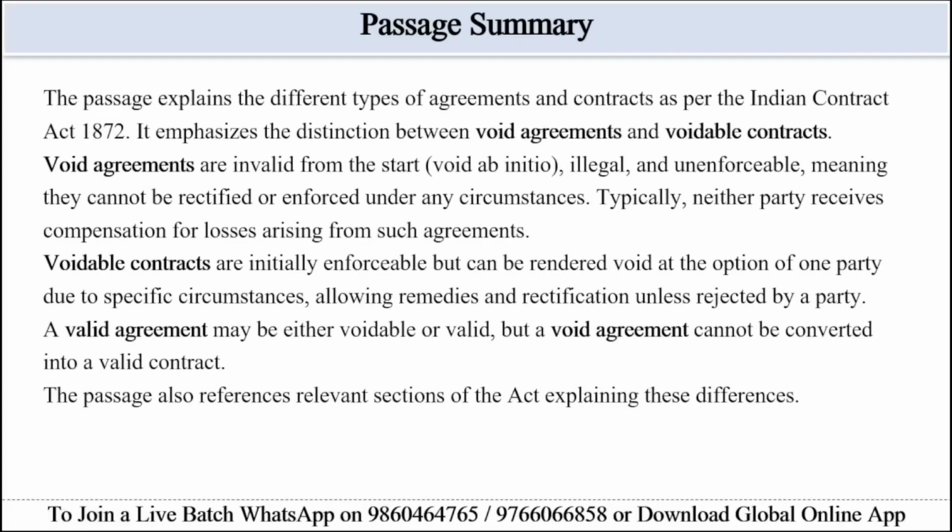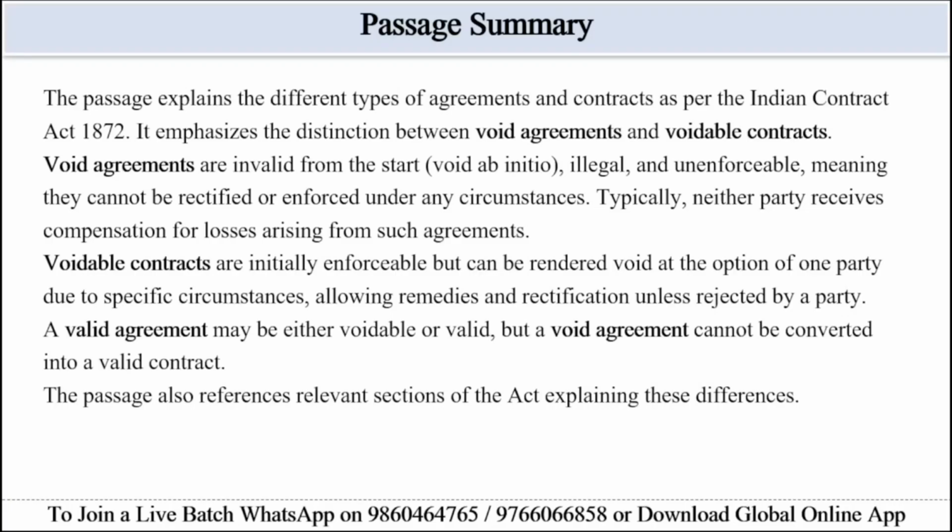So let's see the short passage summary. The passage explains the different types of agreement and contract as per the Indian Contract Act of 1872. It emphasizes the distinction between void agreement and voidable contract. Void agreements are invalid from the start, which is void ab initio, illegal and unenforceable, meaning they cannot be rectified or enforced under any circumstances. Typically, neither party receives compensation for losses arising from such agreements.